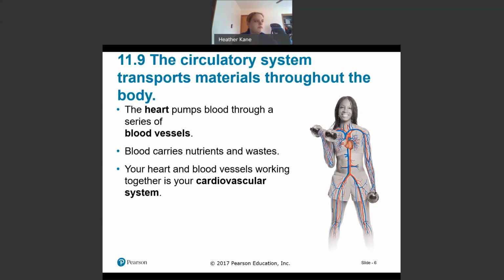Your heart and your blood vessels working together is called your cardiovascular system. So your cardiovascular system is one aspect of the circulatory system.